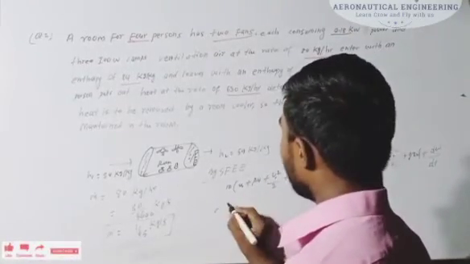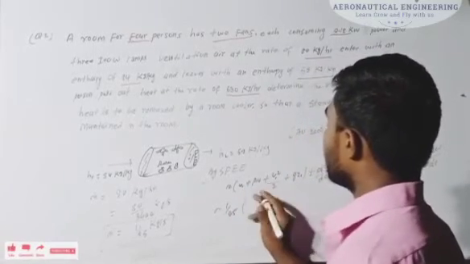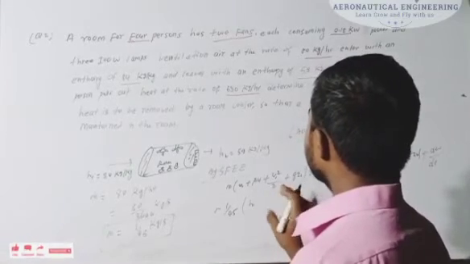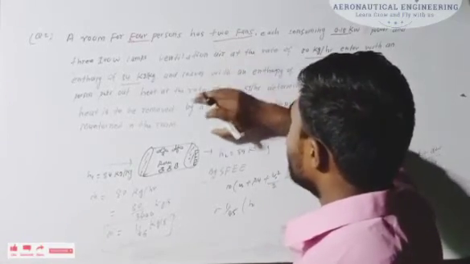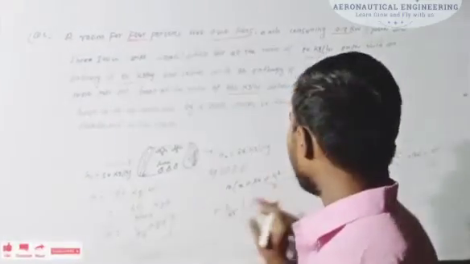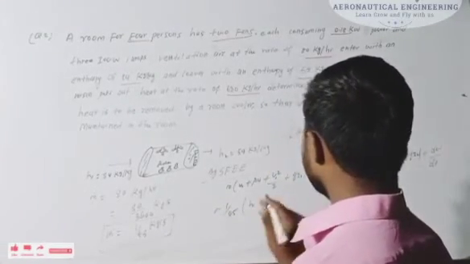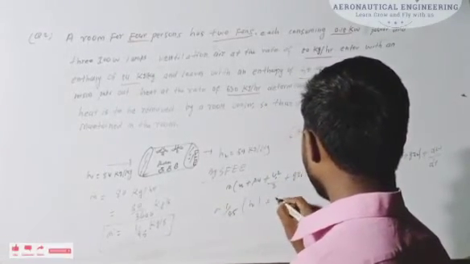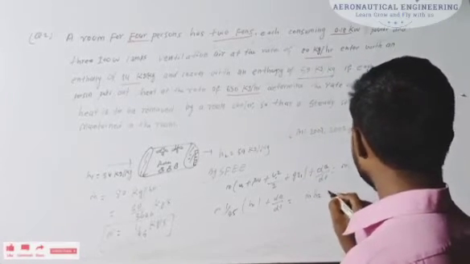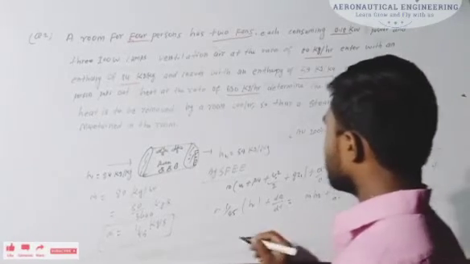M dot value is given, 1 by 45. U1 plus P1 V1, in the place of this term we are writing here H1. See here, in this question there is no kinetic energy and potential energy, so we are putting this value 0. H1 plus dq by dt equal to, here also, m dot H2 plus dW by dt. We have to find out this.